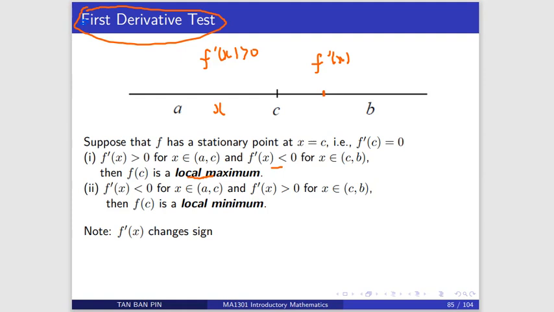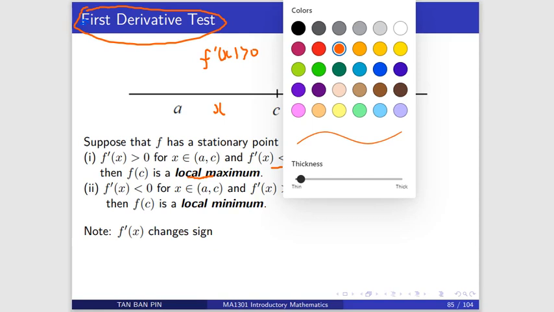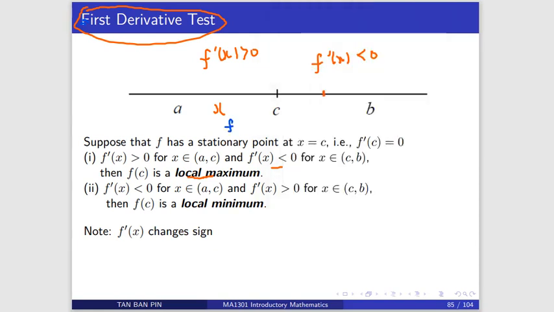As for the other way around, if you have f prime x negative for x less than c, and f prime x more than 0 for x more than c, you get a local minimum. You note that in either case, f prime x changes sign. For case 1, to get a maximum it is changing from positive to negative. And for a local minimum it is changing from negative to positive.